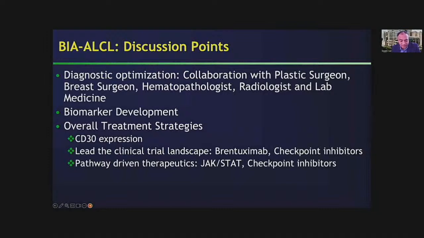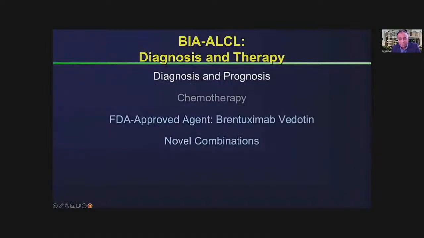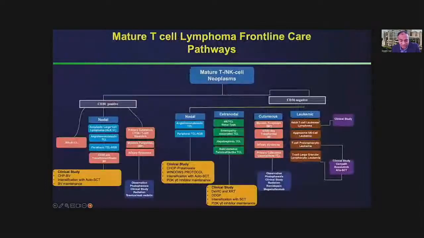And at least in the realm of treatments that we can offer as hematologists and oncologists, the expression of CD30 is important. The availability of clinical study landscapes, such as the checkpoint inhibitors and pathway-driven therapeutics, such as JAK-STAT inhibitors, are very important. So we can talk more about the chemotherapy, the FDA-approved agents, brentuximab vedotin, and the novel combinations in the context of case history scenarios.